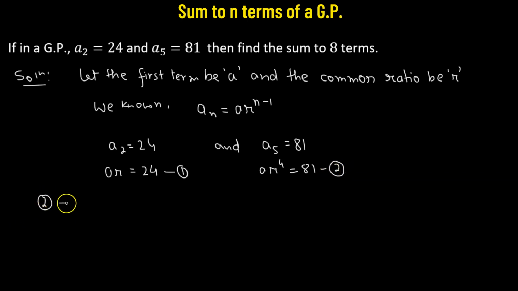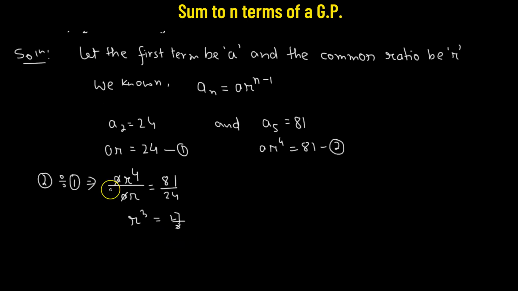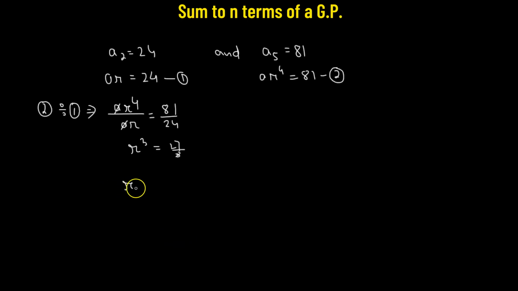So what we'll do, we'll divide equation number 2 by equation number 1. So this is going to give us a times r raised to the power of 4 divided by a times r, which equals 81 divided by 24. So a and a get cancelled. So r raised to the power of 4 divided by r, that's r cubed, which equals 27 over 8.